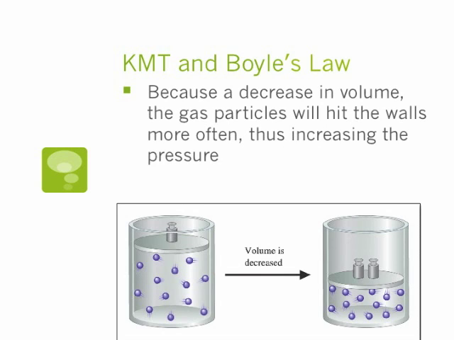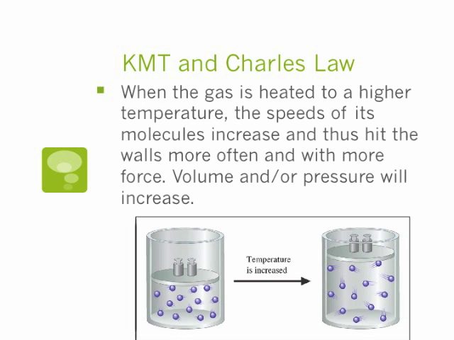So if we look at the assumptions of KMT, we can see how KMT explains the individual gas laws. Boyle's law addresses the relationship between volume and pressure. As the volume decreases, the gas particles will hit the walls more often, thus increasing the pressure. Charles' law isolates the relationship between temperature and volume. When the gas is heated to a higher temperature, the speeds of its molecules increase and thus hit the walls more often and with more force. Volume and/or pressure will increase.